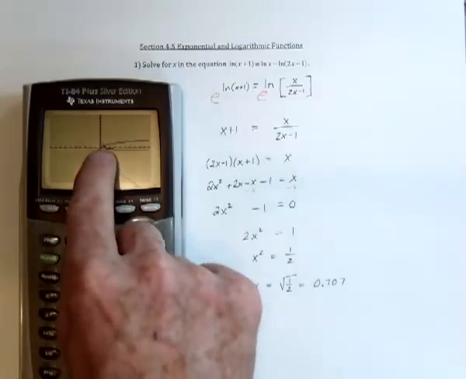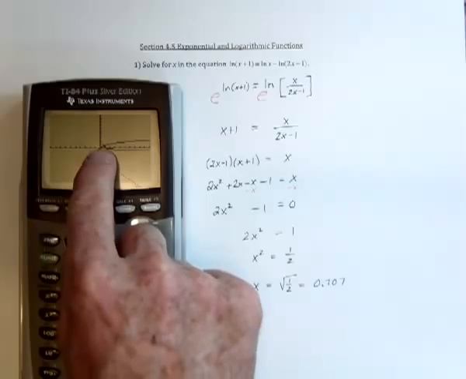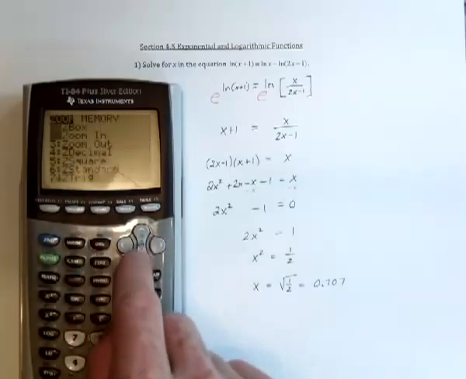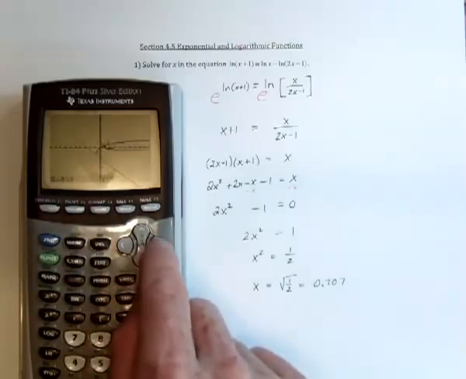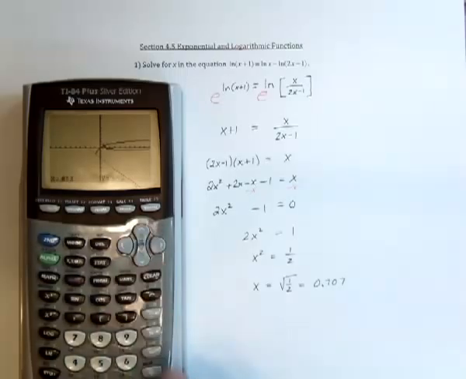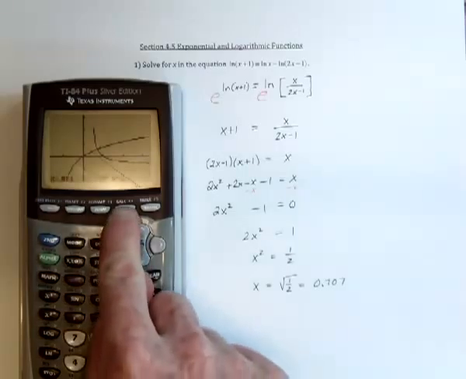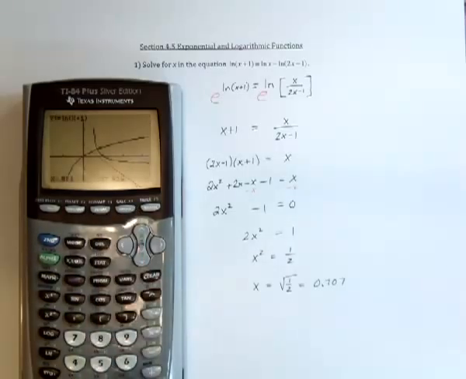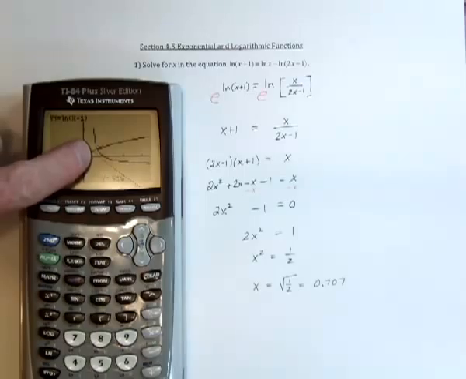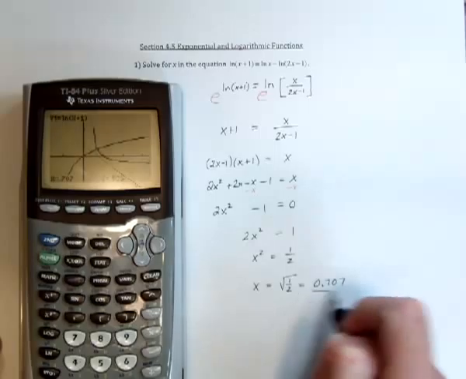And it seems that they cross right in here, but I think I need to zoom in to make it a little more clear. Zoom in to this area. There goes the first logarithm. There's the second one. And then trace to see if where they cross is 0.707. All right. So it seems that the 0.707 is it.